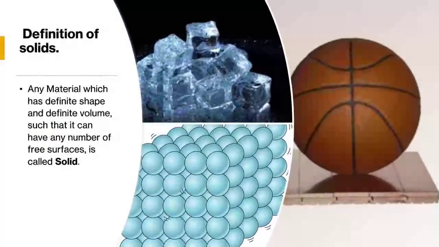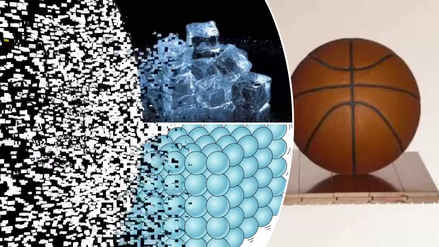Definition of solids: any material which has definite shape and definite volume, such that it can have any number of free surfaces, is called solid. For example, a basketball has a definite shape, a definite volume, and one free surface. For example, here, an ice cube has six free surfaces.